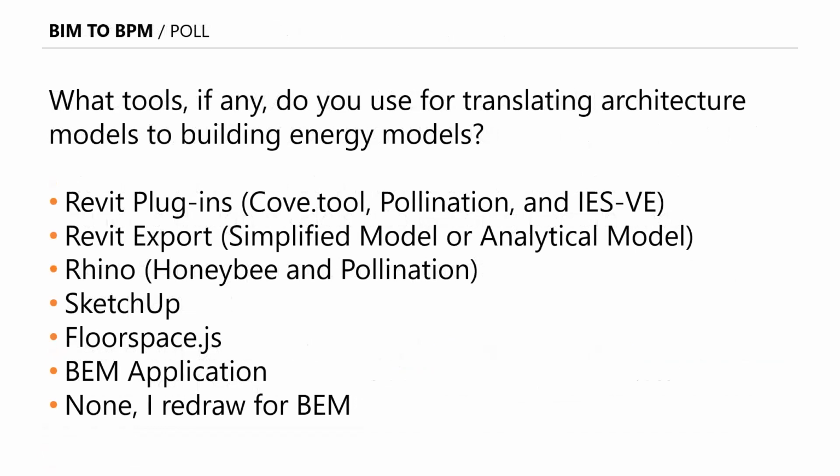I'm going to open it up to our first poll here. I'm going to open it up and you guys can get started, but I'll read it out here. What tools, if any, do you use for translating architectural models to building energy models? So there's a series of Revit plugins that exist. There's export processes through Revit. There's Rhino and Honeybee and pollination processes, SketchUp, Floorspace.js, the BIM application itself, and sometimes you're just redrawing it all from scratch. I'd love to hear more from you guys about what workflows you are currently using to make that geometry from the architectural model into the building energy model more seamless.